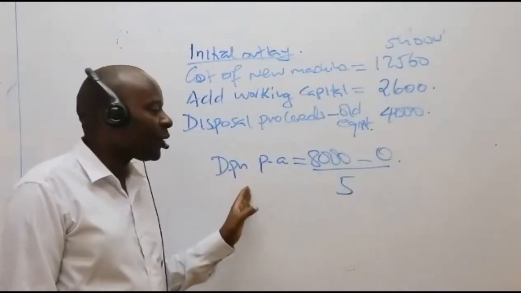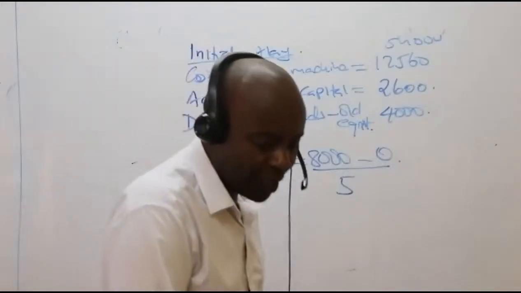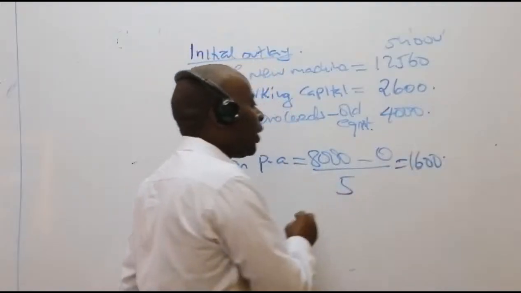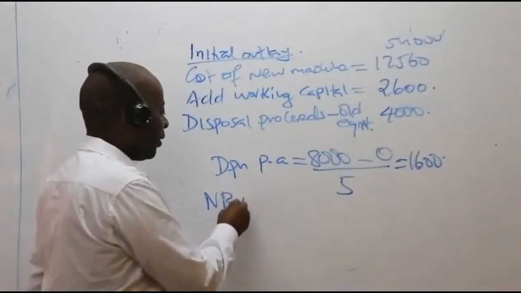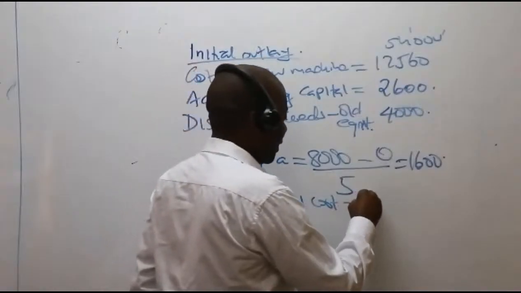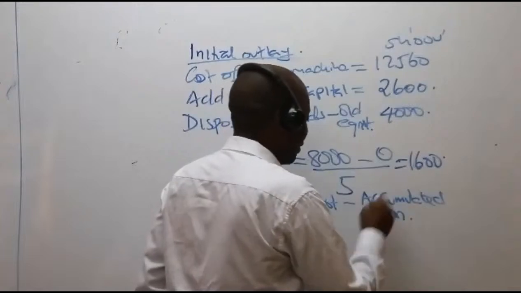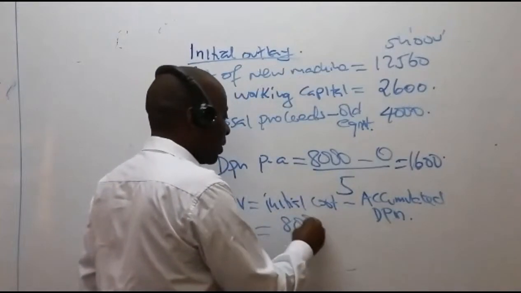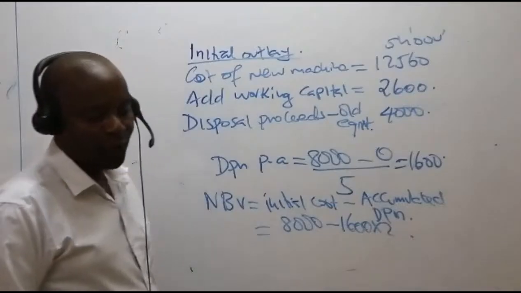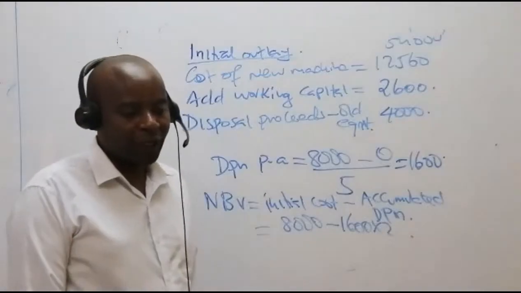Remember, we are making this estimation initially. So 8,000 minus 0 divided by 5. This will give me what figure? They're telling me it's 1,600. So how do we get net book value? To get net book value, we normally take the initial cost minus accumulated depreciation. The initial purchase cost here is 8,000. Accumulated will be 1,600 for how many years have we been with this machine? Times 2. So that will give us what figure at the end of the day?